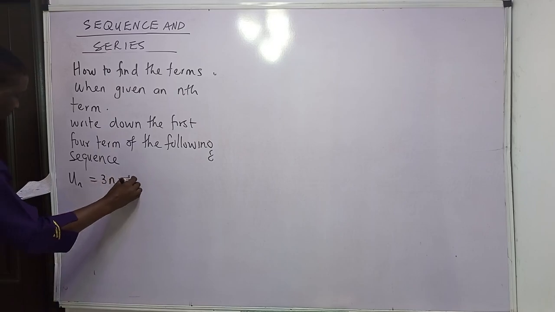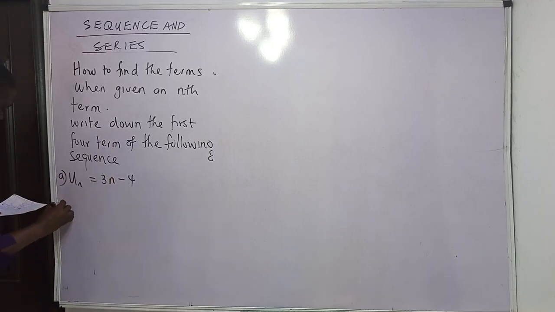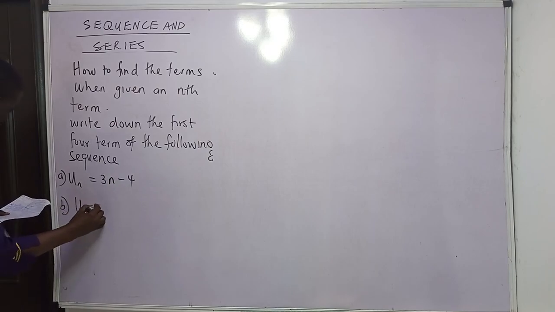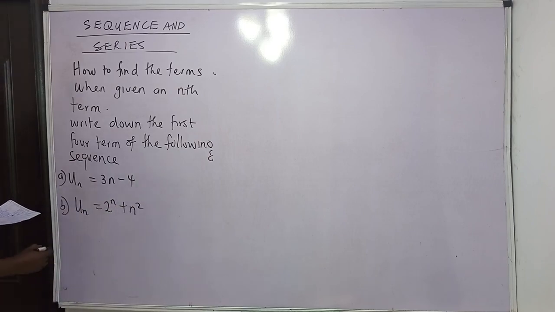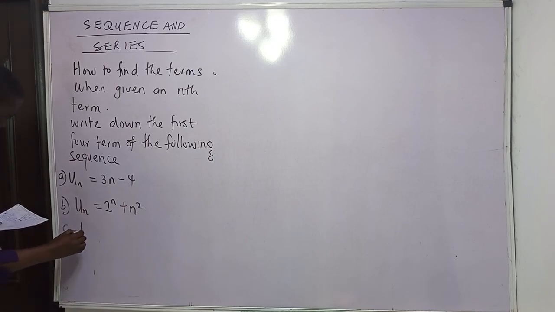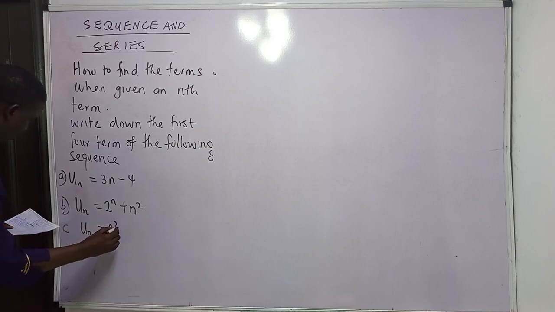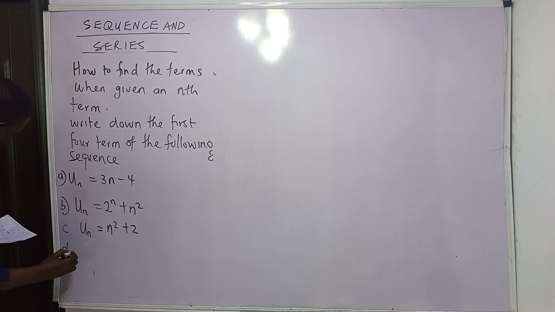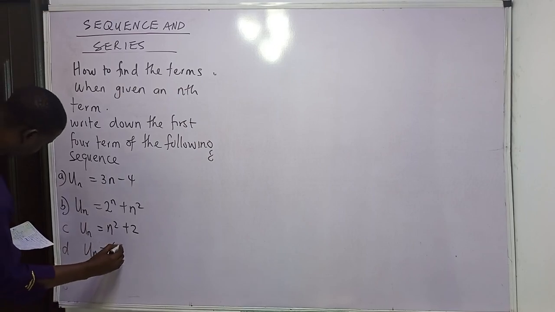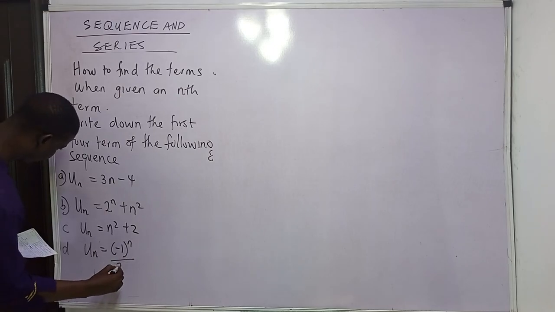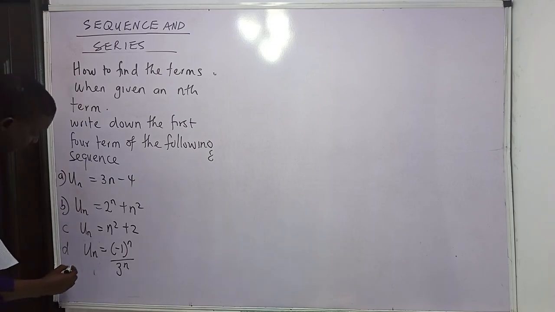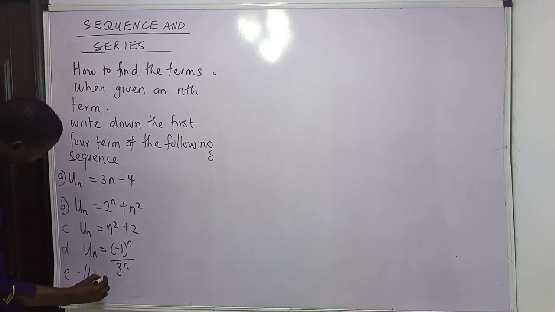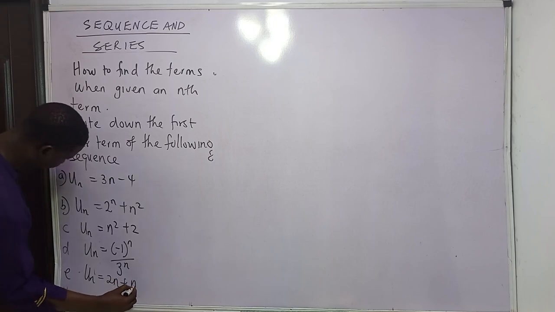Anyway, we have A: 3n minus 4. B: Un equals 2 raised to n plus n squared. C: Un equals n squared plus 2. D: Un equals minus 1 all raised to n over 3 raised to n. Now, these are the questions given to us. Let me add one more: Un equals 2n plus n squared.